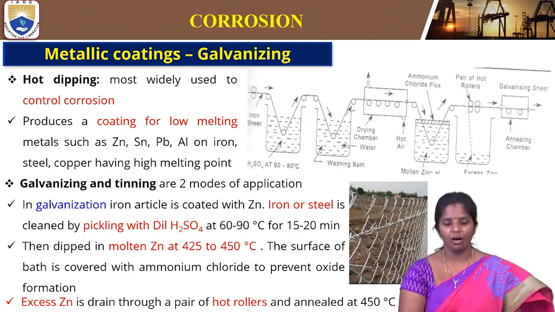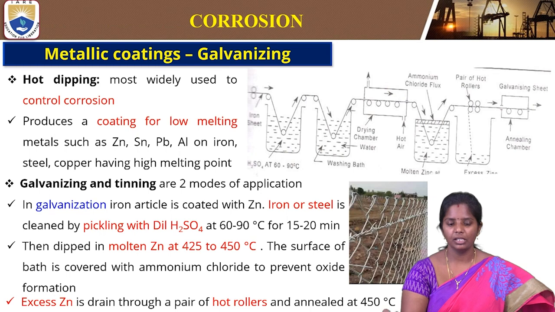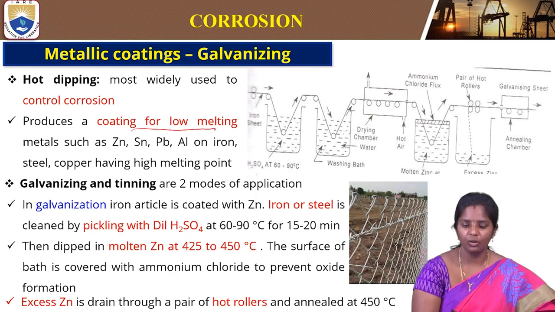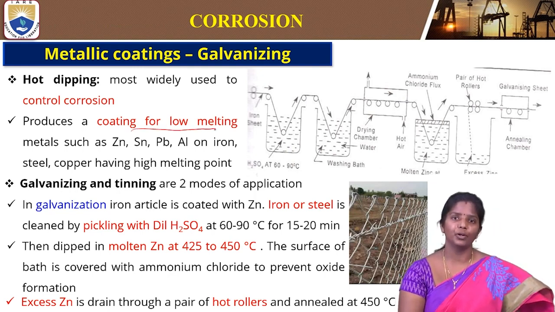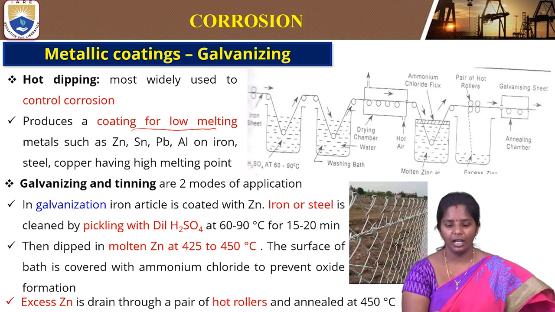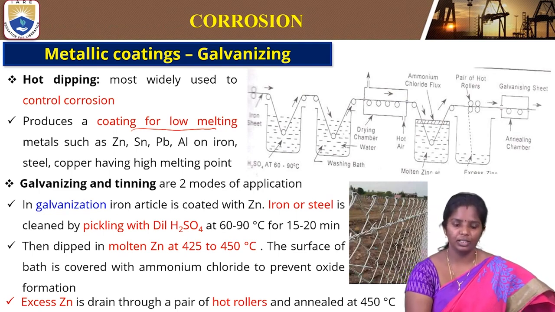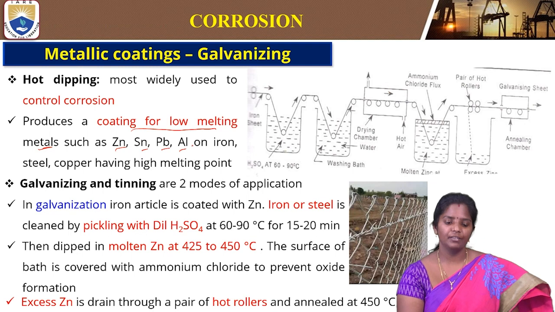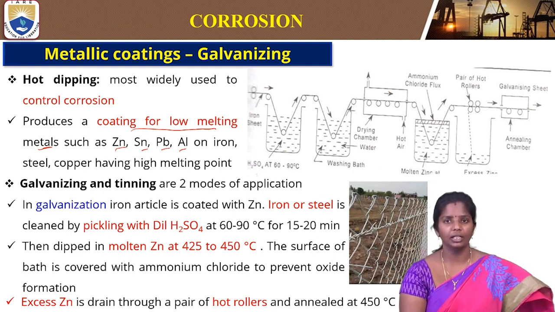One of these is hot dipping. In hot dipping, what happens? It is the most widely used method for corrosion control. It produces a coating having a low melting point. Why low melting point? Because we are dipping in a hot solution, so it should have low melting point metals. What are those? Zinc, tin, lead and aluminium on iron. Iron has a high melting point, so it doesn't get dissolved into the solvent that we are using.